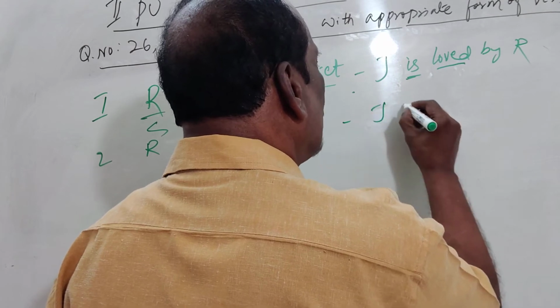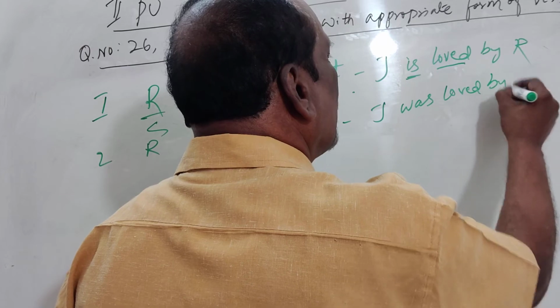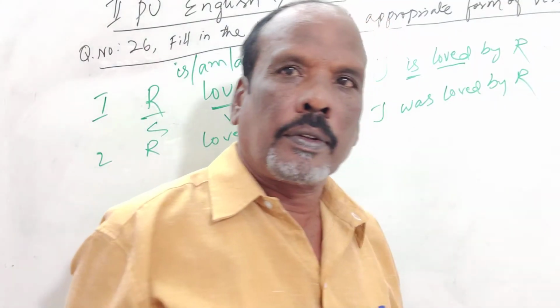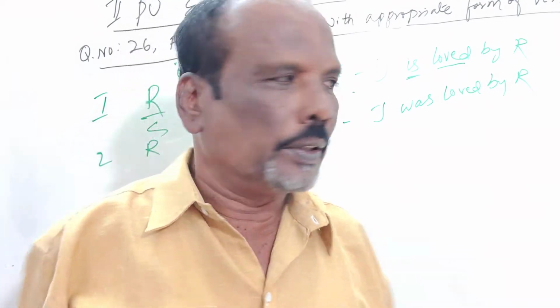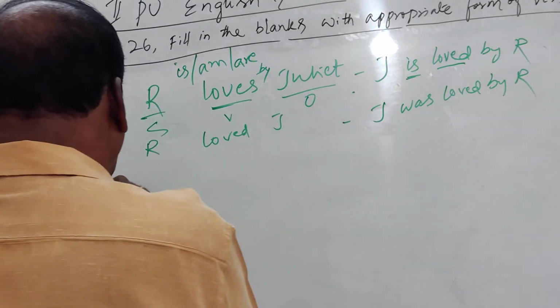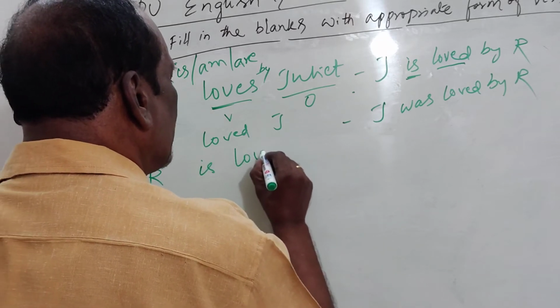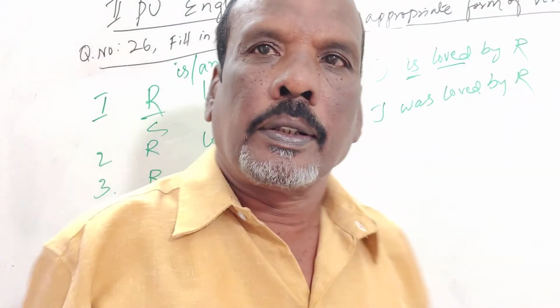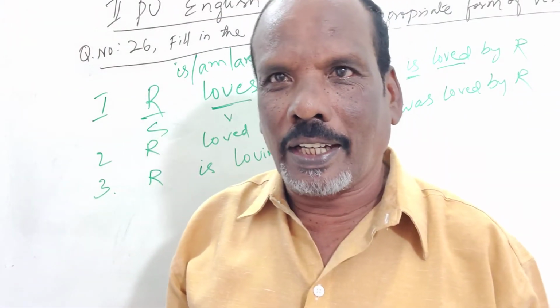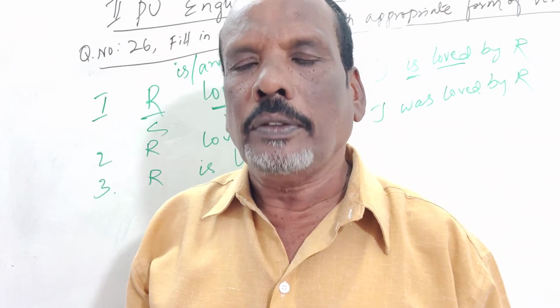See, Juliet was loved by Romeo. Got it? Juliet was loved by Romeo. Coming to the third type, Romeo is loving Juliet. Please understand. I think that I am very fast. Anyway, I will slow down.